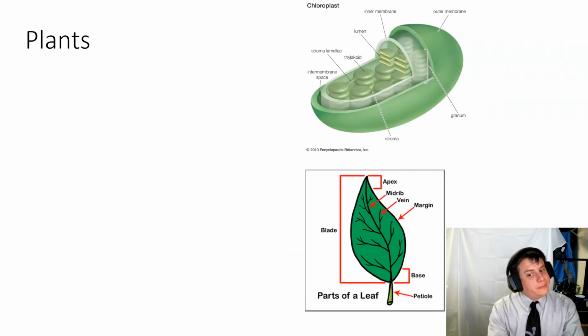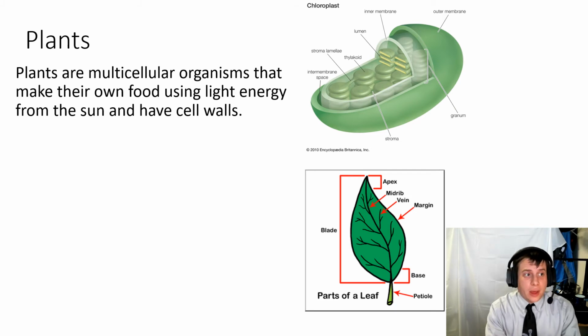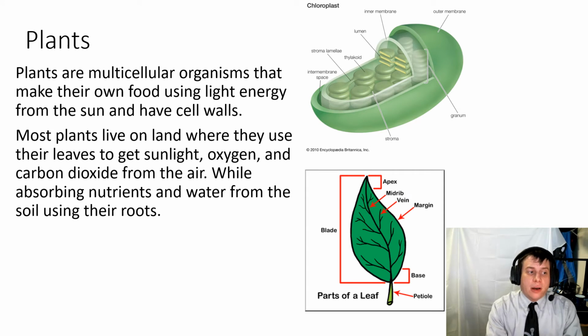So next group, plants. All right. Okay, guys. I don't think I need to tell you what a plant is. You all have a general idea of a plant, but let's go through that. Plants are multicellular. All plants are multicellular. They have more than one cell. They make their own food using sunlight for energy. They need water, carbon dioxide, and light to make food. Most plants live on land where they use their leaves to get sunlight. They produce oxygen, and they absorb carbon dioxide.